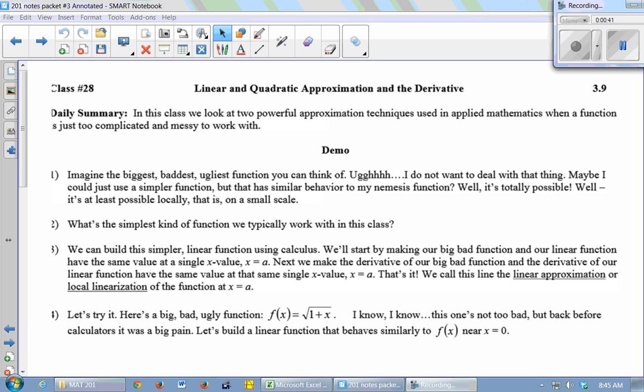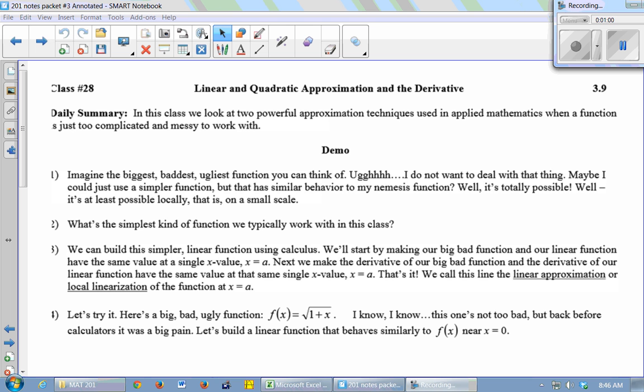And it actually is completely possible to come up with a function that's much simpler but has similar behavior, at least on a local scale, right? At least in some small region, you can create a function that looks just like your really ugly function, but is much, much simpler.